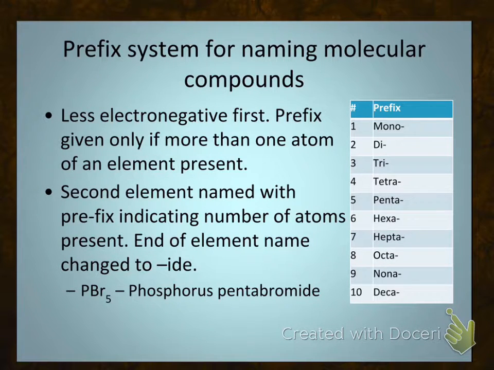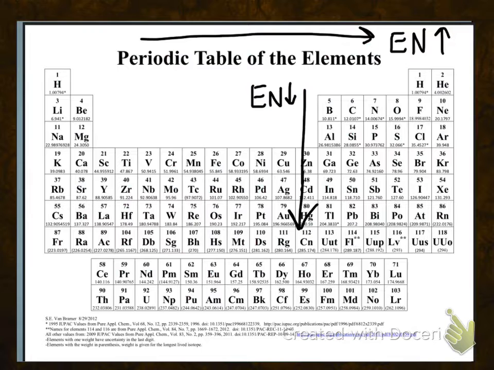The less electronegative element comes first. You don't have to consult a table of electronegativities to do this. You can just remember your general trends. Electronegativity increases as we go across a period. So fluorine is more electronegative and oxygen is more electronegative than nitrogen. And electronegativity decreases as we go down a group. So chlorine is less electronegative than fluorine and sulfur is less electronegative than oxygen. That'll be important. Just remember that.